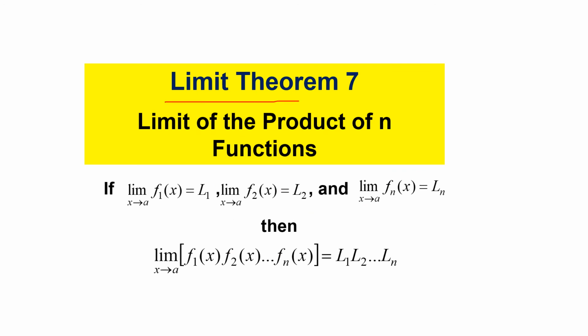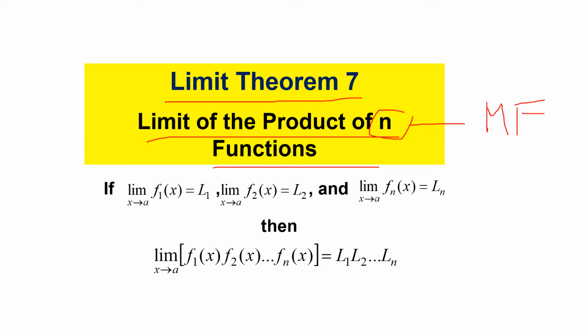So for limit theorem number 7, the limit of the product of n functions. Here, n functions will represent multiple functions na tinatawag po natin. So there's an involvement of f sub 1 of x where x approaches a. So there is a resulting value of that limit, which will be L1. Same thing with f sub 2, so there's an L2 dito. Then for f sub n of x, when x approaches a, you're asked to find the limit. So the resulting value is L sub n.